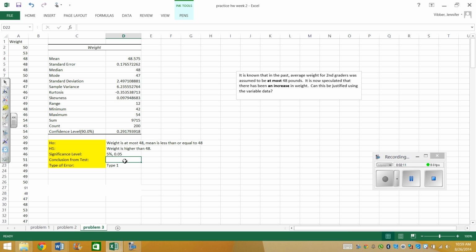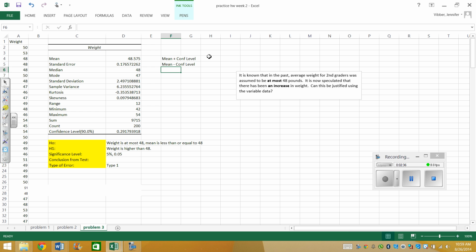Well, just like in problem 2, to get a conclusion, what we need is a confidence interval. And that's two numbers that we want to test this 48 on. So I am going to figure out those two numbers because it wasn't given to you this time. The two numbers to get your confidence interval are going to be your mean plus the confidence level and your mean minus the confidence level.